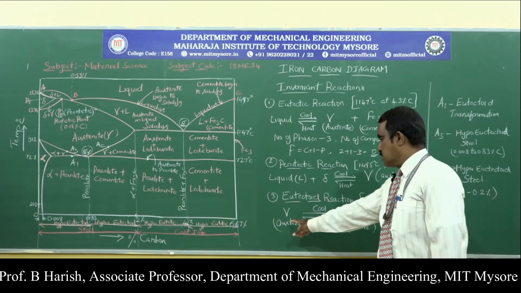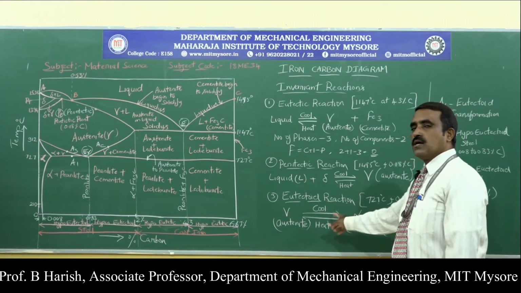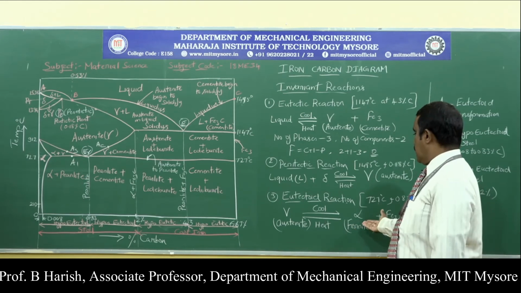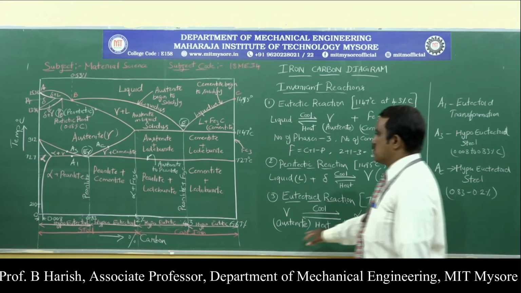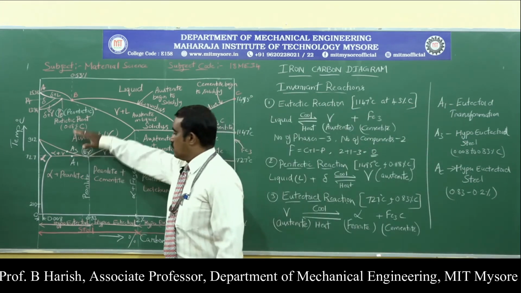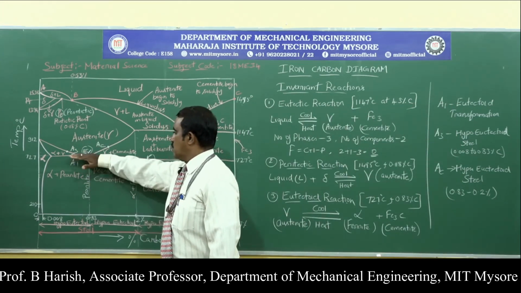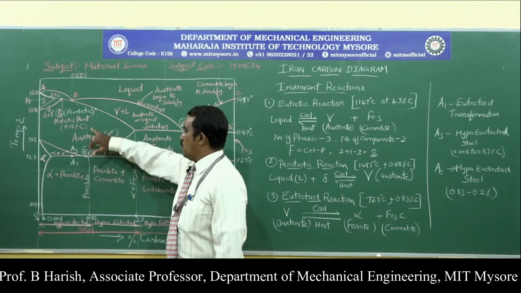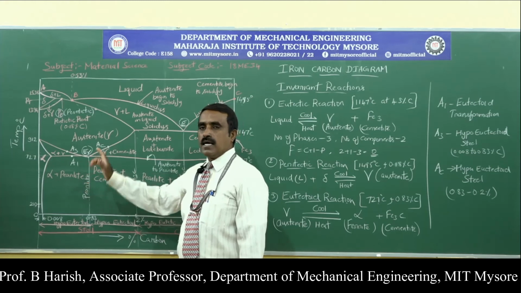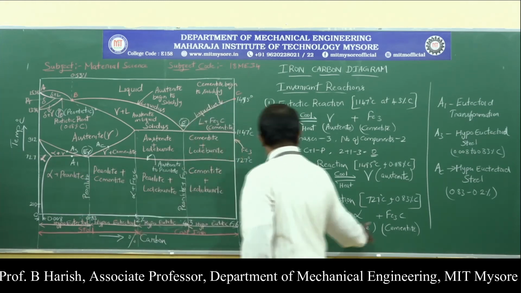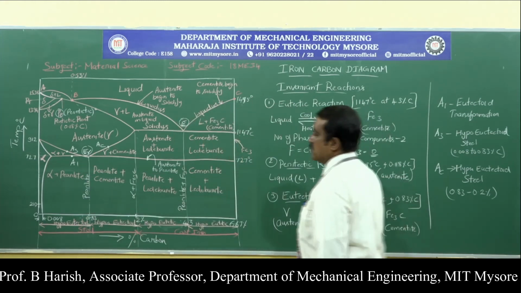So eutectoid reaction: austenite, on cooling or heating, either way, gives out ferrite plus cementite. So above this point, this region is austenite. So austenite gets converted into pearlite plus cementite, that is ferrite and cementite.